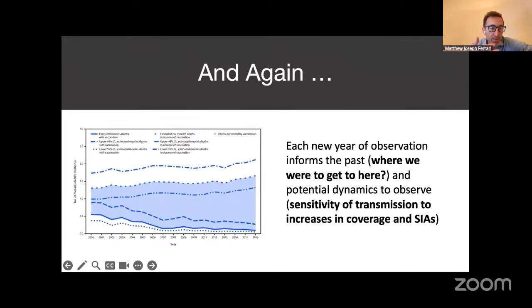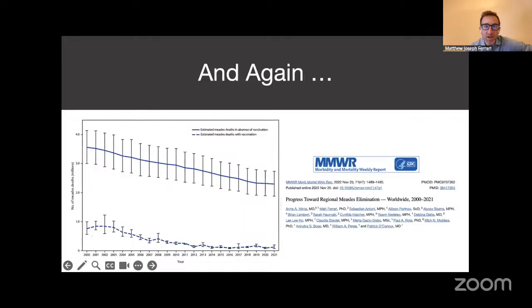So our perception, our estimate of the past and the rates should change as time progresses. And again, we've done this over and over again until the present. I'm in the process of doing this now with the World Health Organization for this year.